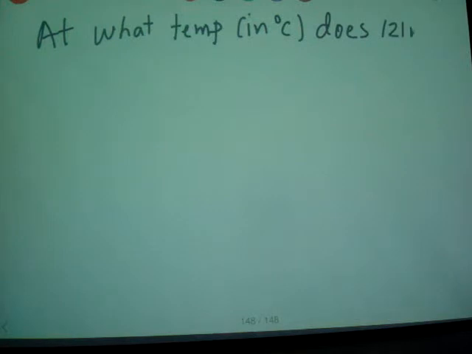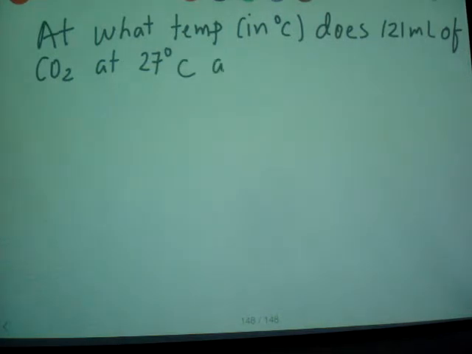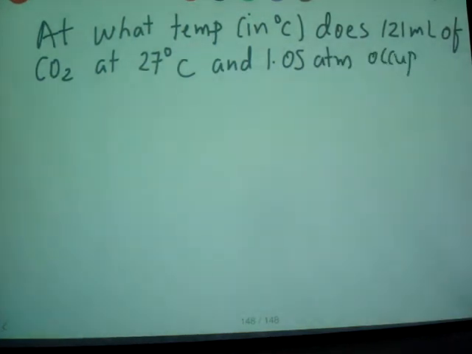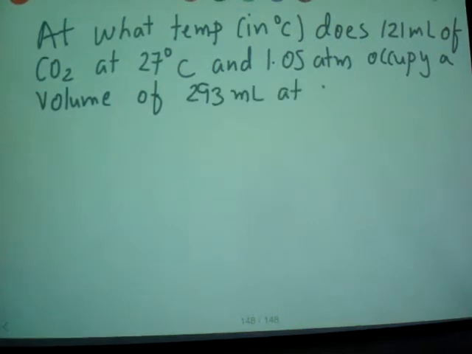At what temperature in degrees Celsius does 121 milliliters of CO2 at 27 degrees Celsius and 1.05 atmospheres occupy a volume of 293 milliliters at a pressure of 1.40 atmospheres?